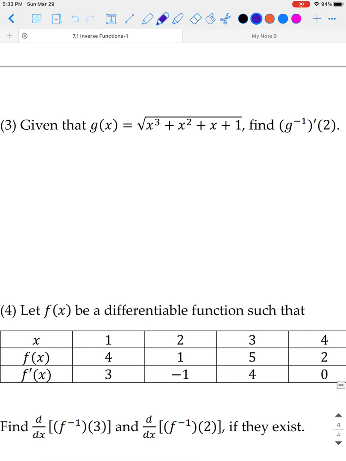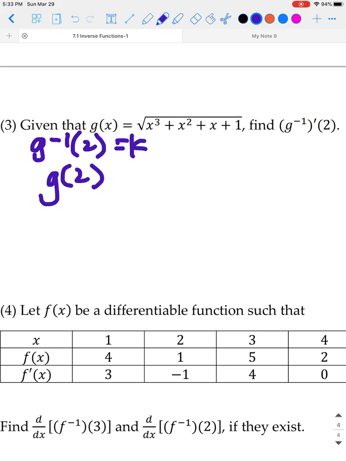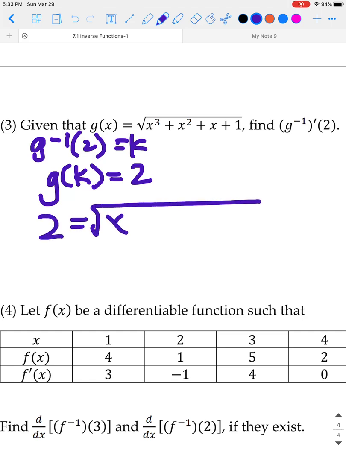Okay, so for this one, we're going to do the same sort of trick. So we know that g inverse at 2 is what we're looking for. So g inverse of 2 is k, let's say, which means that g of k is equal to 2. Okay, so then if I set my expression equal to 2, take a moment, think about what x value would give you 2 in this scenario.